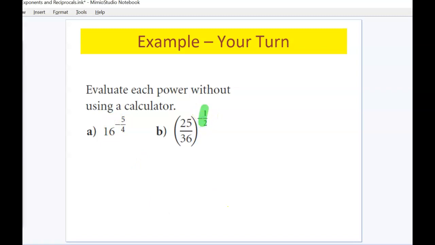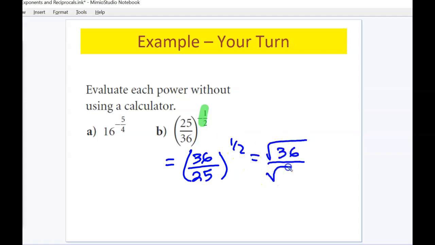So again, I want to get rid of my negative exponent. So this is really going to be 36 over 25 to the 1/2. And this one's pretty easy. This really means the square root of 36 over the square root of 25. Square root of 36 is 6. Square root of 25 is 5. So my answer is 6/5.